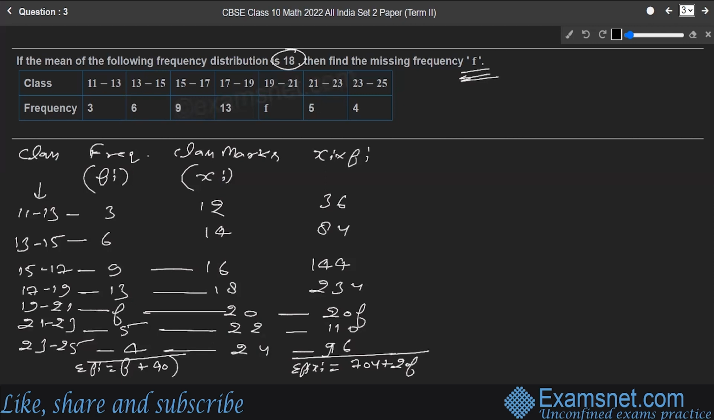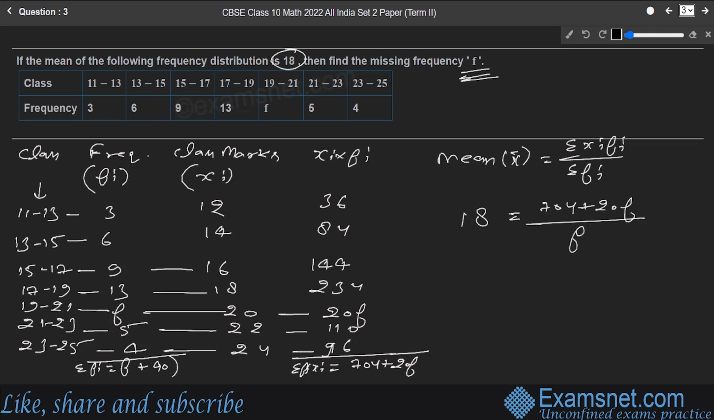So the summation xifi is 704 plus 20f. Now the mean formula, mean, that is x bar, is given as summation xifi over summation fi. Let us put the values which are given. So mean is already given as 18. Summation xifi is coming out to be 704 plus 20f, divided by summation fi, which is coming out to be f plus 40. Okay, this is how it is.